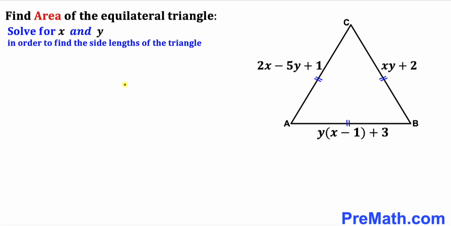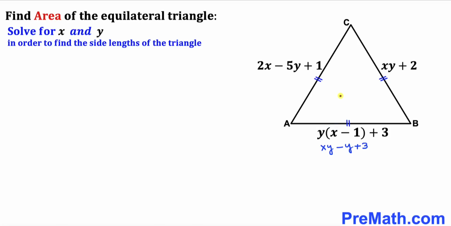And here's our very first step. We are going to solve for x and y in order to find the side lengths of this triangle. Before we proceed any further, let's focus on this side length y times x minus 1 plus 3. Let me distribute this y. So that is going to give us x times y minus y plus 3.